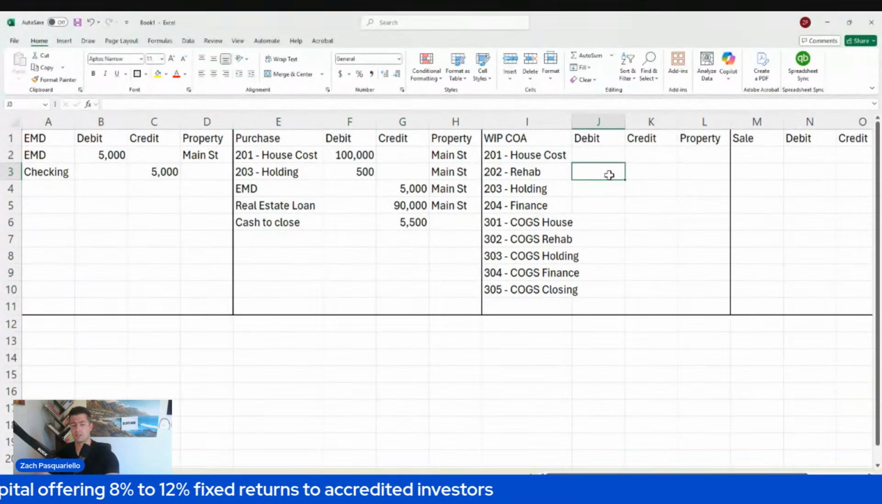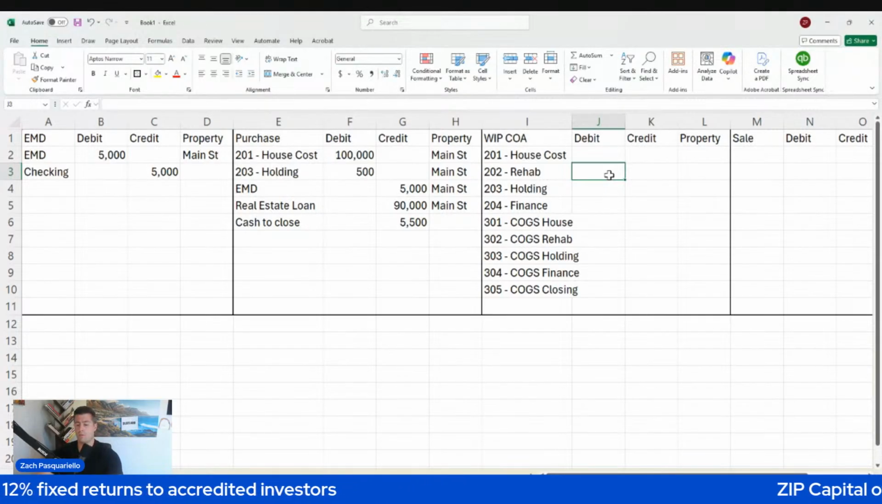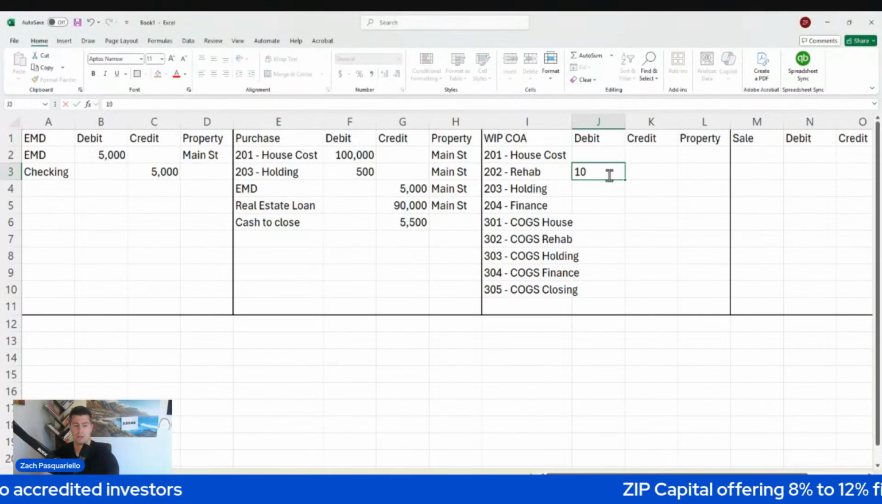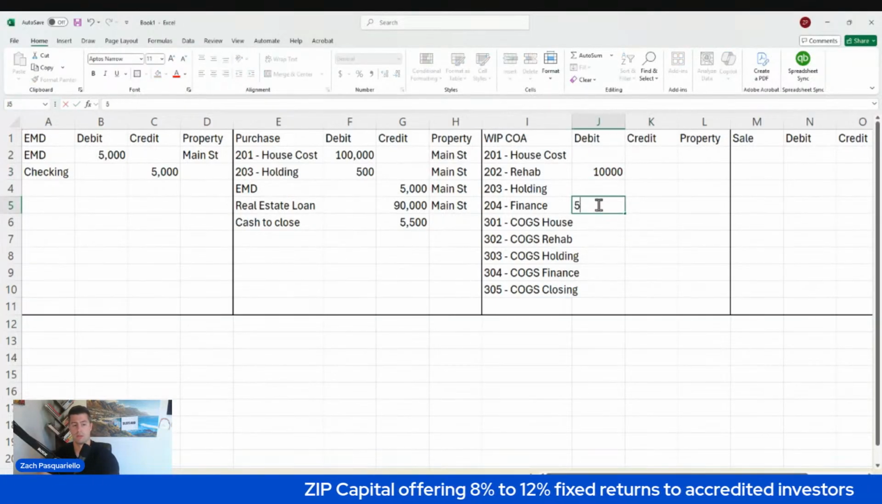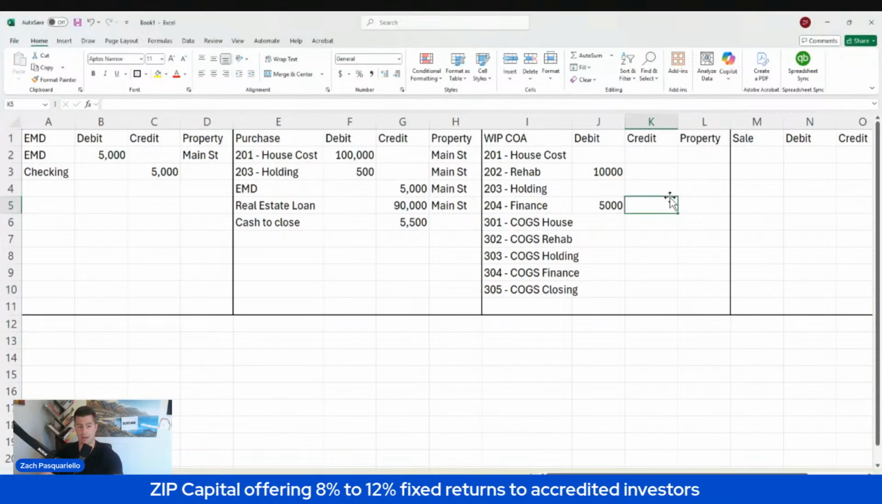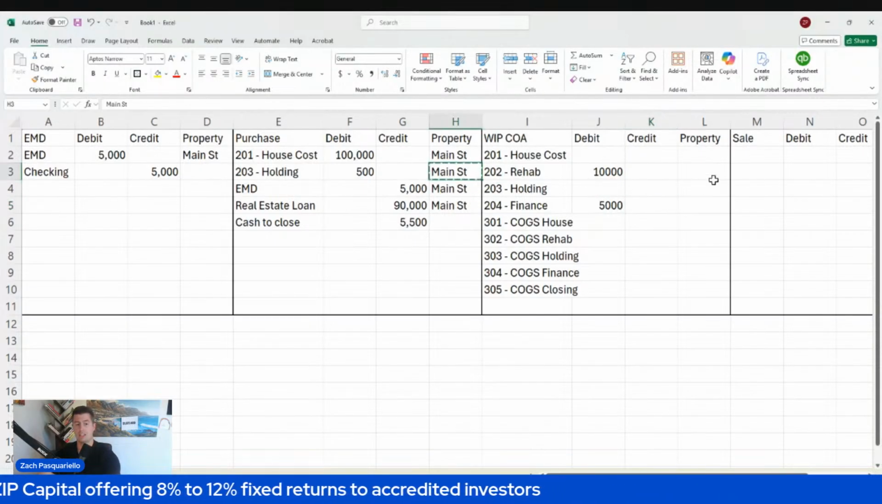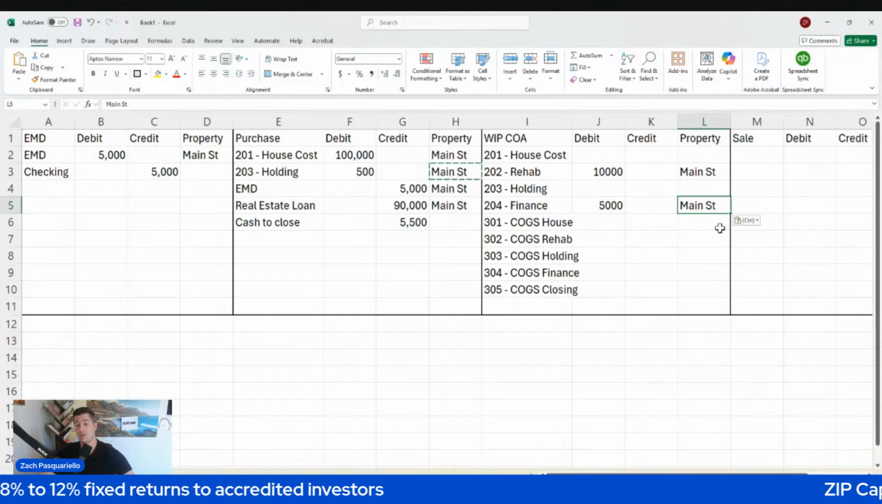Okay, so now we have the house cost. Now let's just say, for example, in this example, we ended up spending, I don't know, $10,000 on rehab. And then we ended up spending an additional $5,000 on rehab throughout the entire process. Okay, so now we go to sell the property.